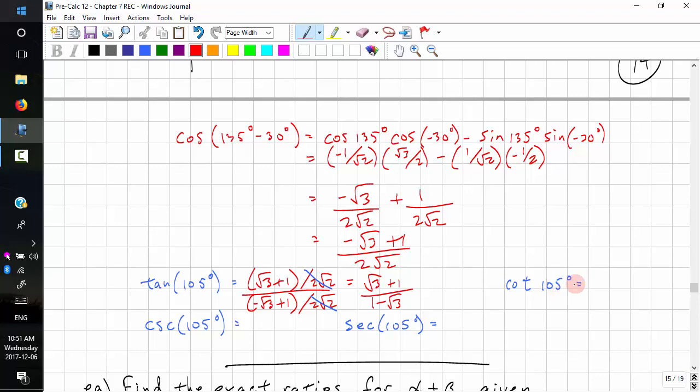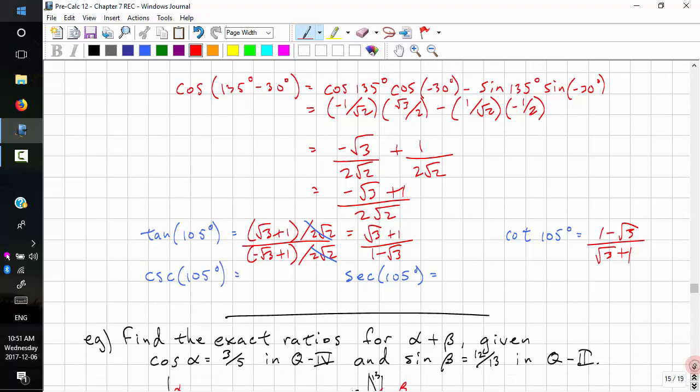We don't have to go through the same steps for cotangent. We just take the reciprocal of tangent. So 1 minus root 3 over root 3 plus 1. And cosecant is the reciprocal of sine. So we have 2 root 2 over root 3 plus 1. This is sine. And for secant, we have secant here, so we take the reciprocal of that one. We have 2 root 2 over 1 minus root 3.